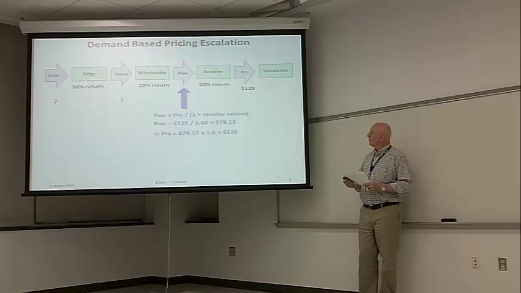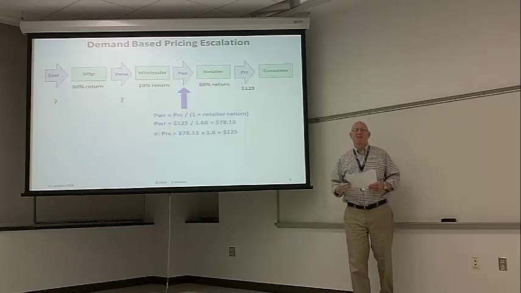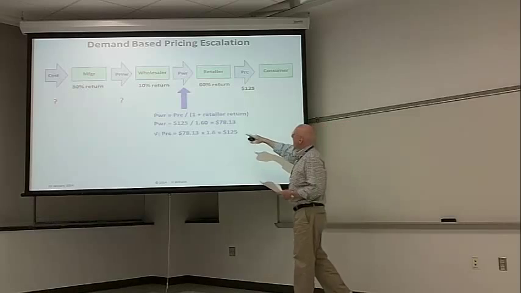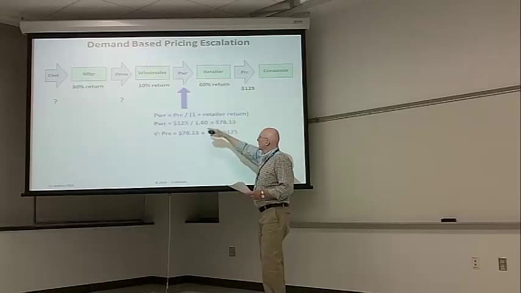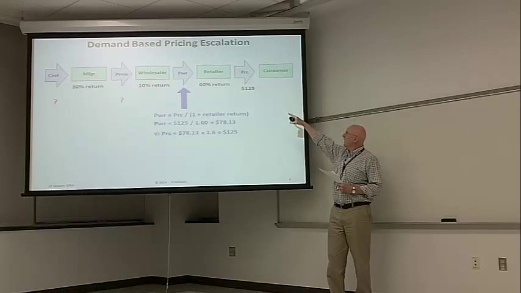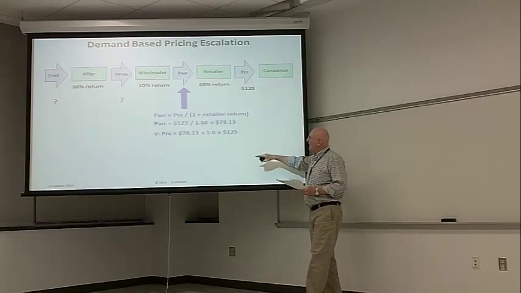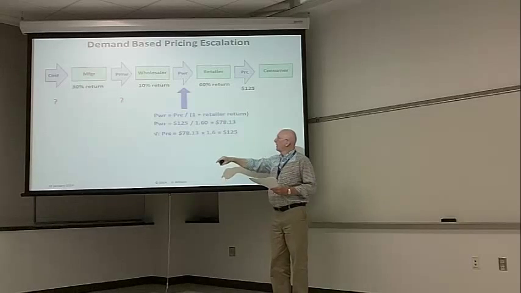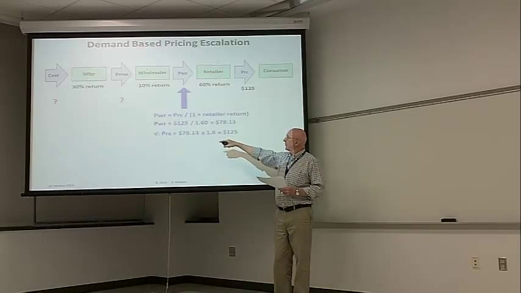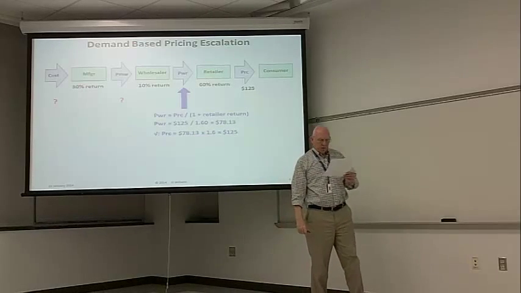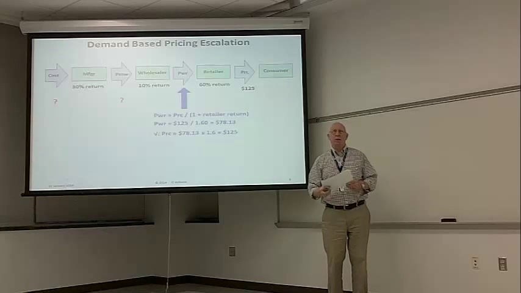The price from the wholesaler to the retailer, the math's a little trickier here. The price from wholesaler to retailer is equal to the price from the retailer to the consumer divided by 1 plus the retailer's rate of return. In this case, 60%. So the price from the wholesaler to the retailer is $125 divided by 1.6, or $78.13.